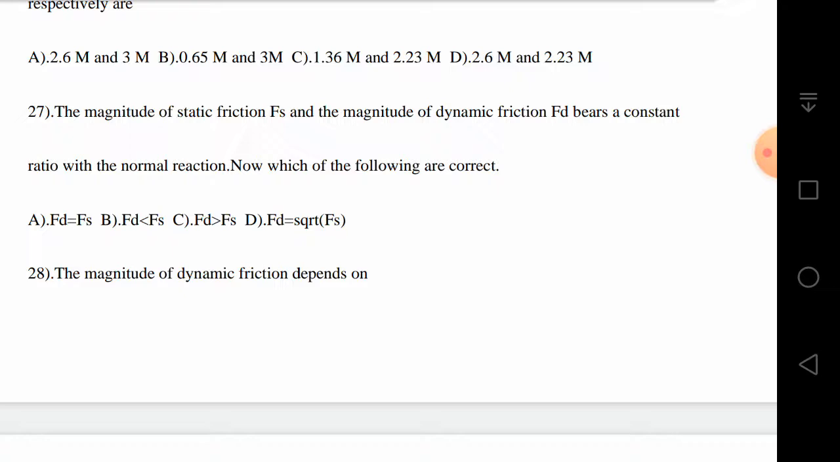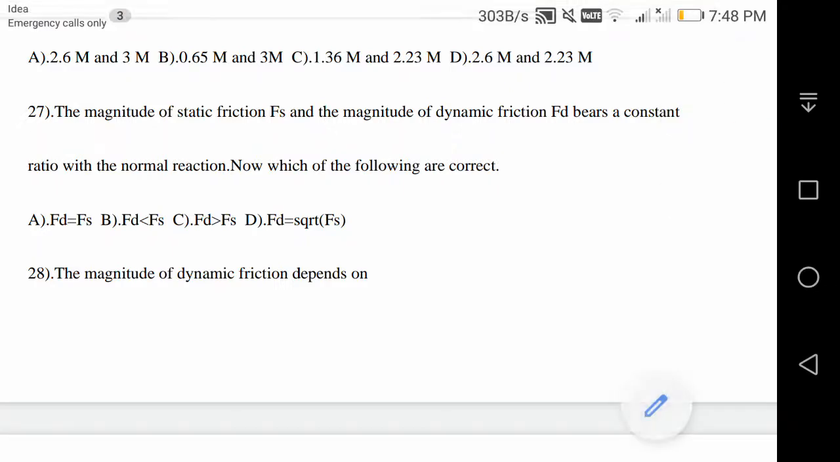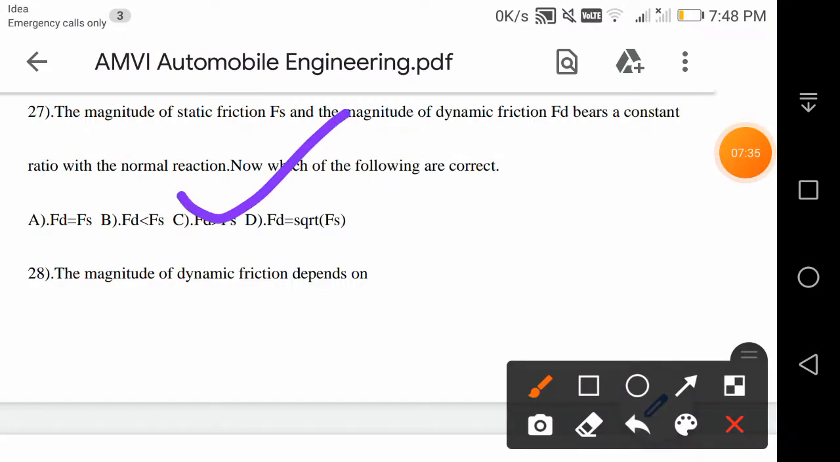So what is B here? B is Fd is less than Fs. That means dynamic friction is always less than static friction, because when the body starts moving the friction gets reduced. As long as the body rests on another surface the friction will be more than dynamic friction, and at the moment of sliding it will be maximum. So dynamic friction is always less than static friction. Let us mark the answer: Fd is less than Fs.